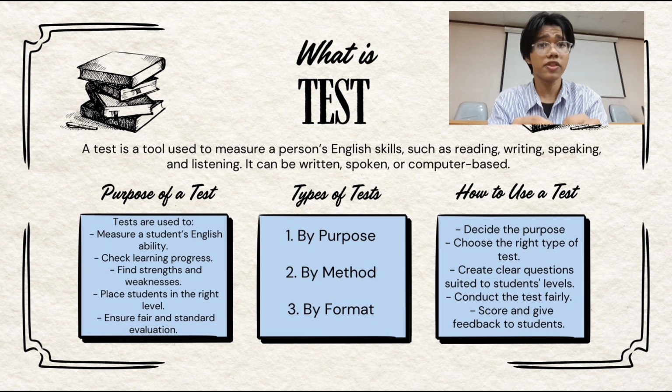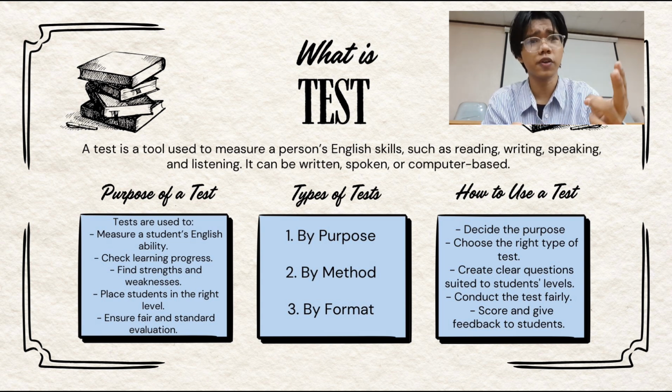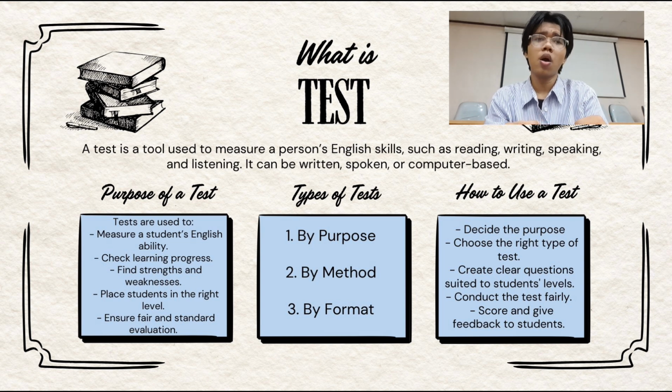The second one, by method. Objective test. It has fixed answers, such as multiple choices. And the next one is subjective test. It needs examiner's judgments. Example, essays and interviews. And the third one, we have by format. We have written test, oral test, and performance test. Written test includes essay and multiple choice questions. Second, we have oral test, speaking through interviews or presentations. And performance test is about required tasks like writing or recording speech.